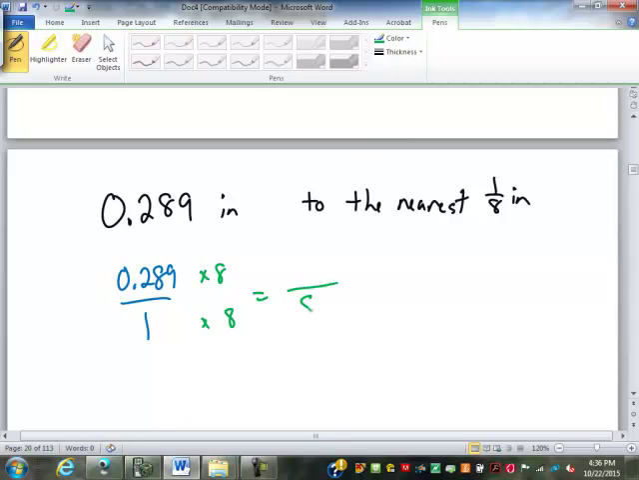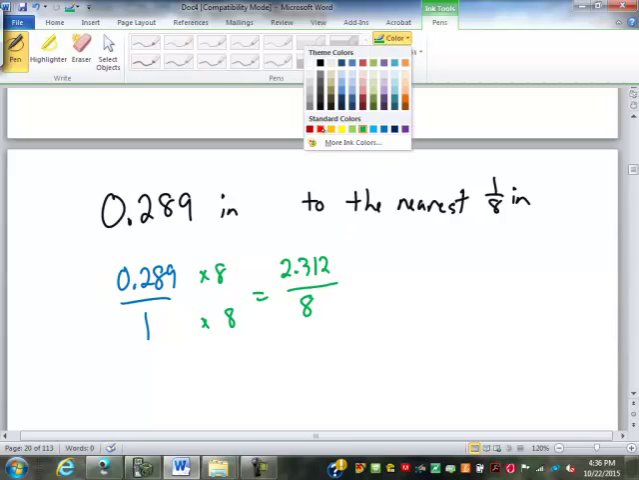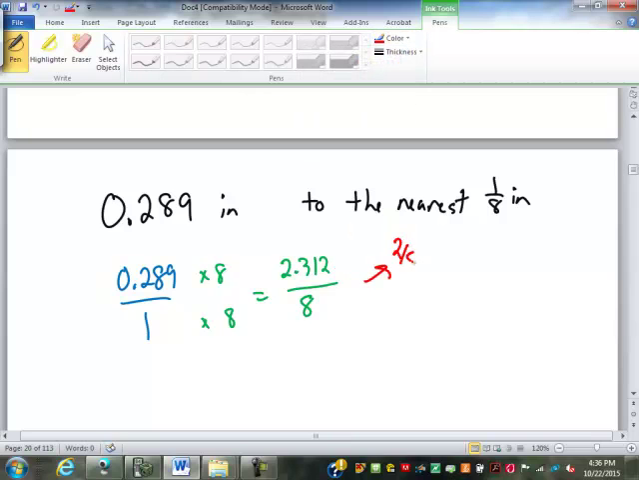Okay, so we get what over 8? 2.312 over 8. Okay, so that is between 2/8 and 3/8. Which one's it closer to? 2/8. Okay, that's a good question.